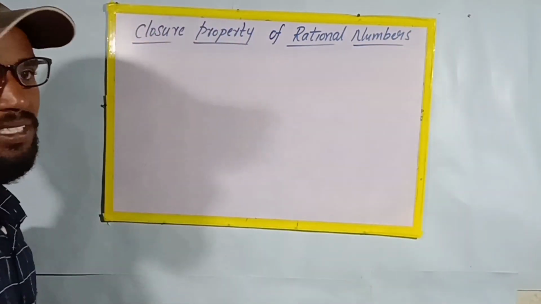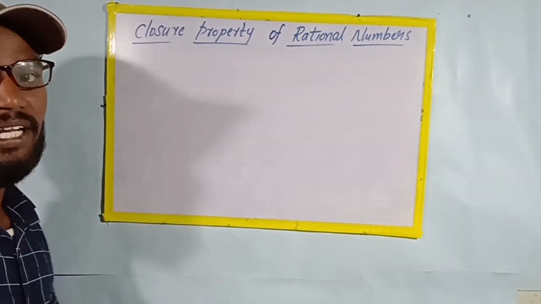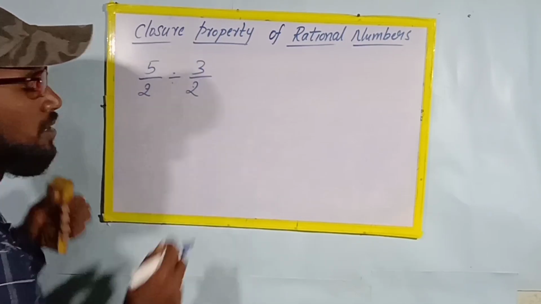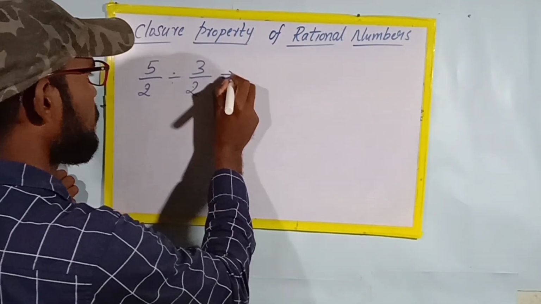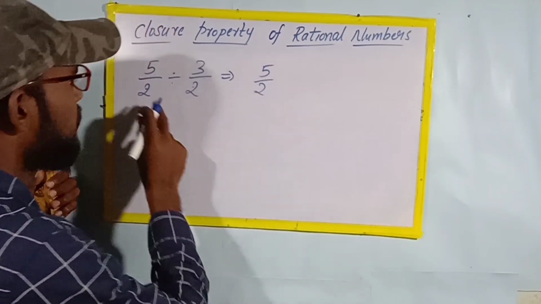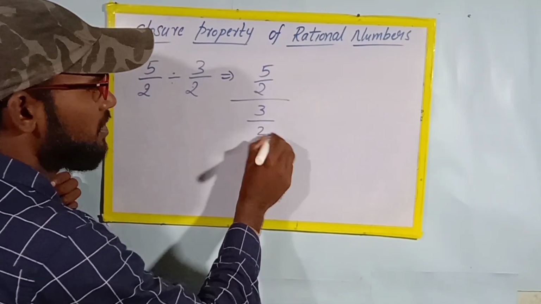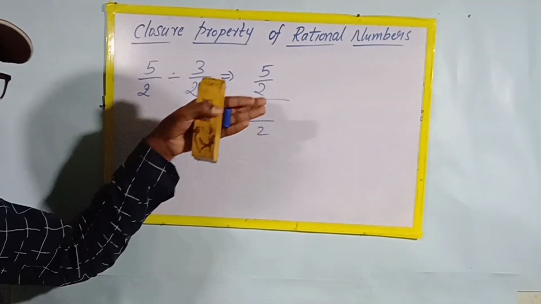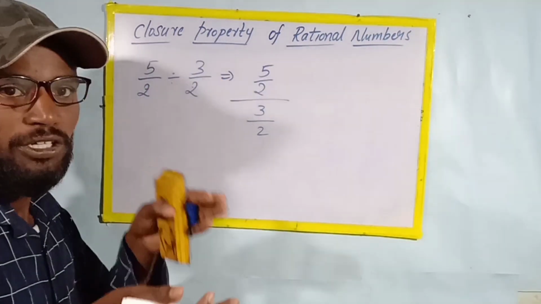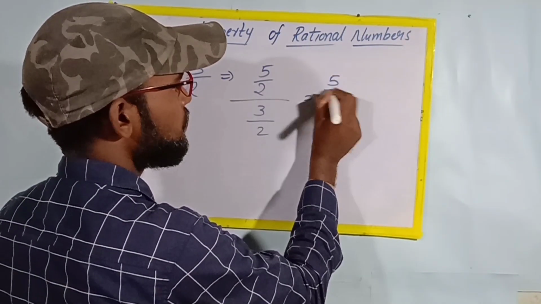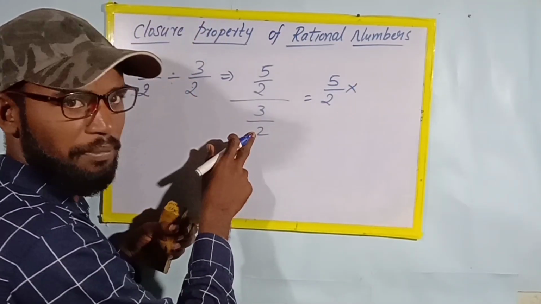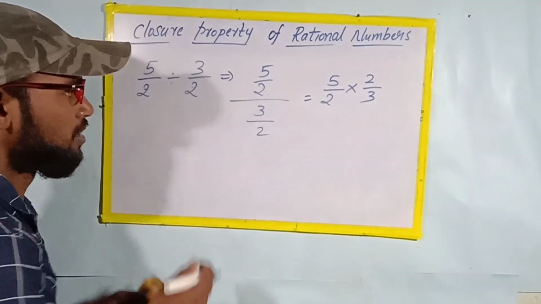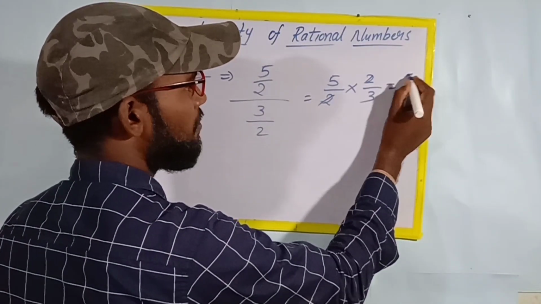So we will check for division whether the rational numbers are closed under division or not. Division of 5 by 2 divided by 3 by 2. See here, 5 by 2 divided by 3 by 2 is given. When the denominator becomes numerator, the positions will be interchanged. See here, 5 by 2 into 2 by 3. Everyone clear? So 2 gets cancelled. 5 by 3 is our answer.